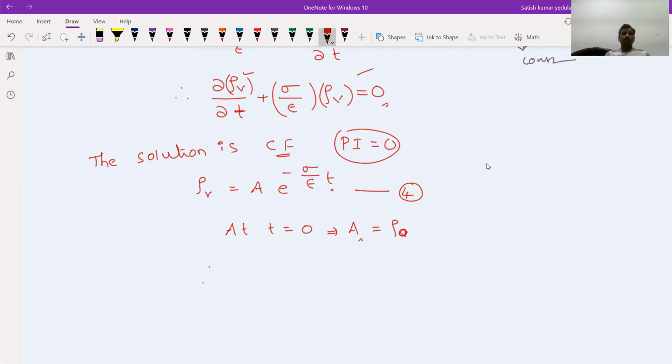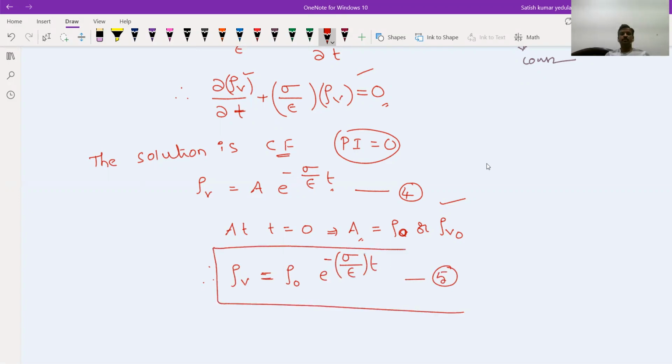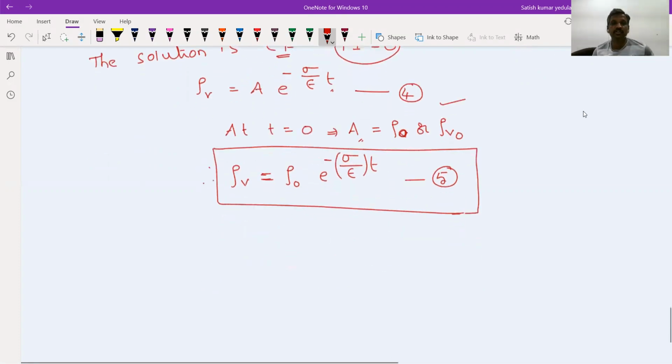So therefore, your final expression is rho v equal to rho v naught or rho naught, anything is fine. It is the initial volume charge density. I'll be calling it here as rho naught into e power minus sigma by epsilon whole thing into t, and call this the fifth equation. This is the expression which will be used for defining the relaxation time.